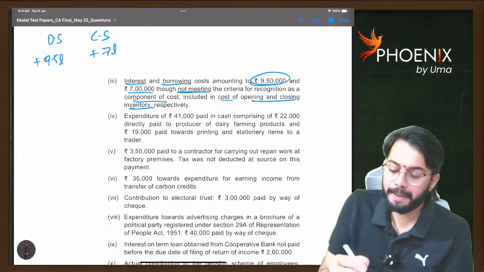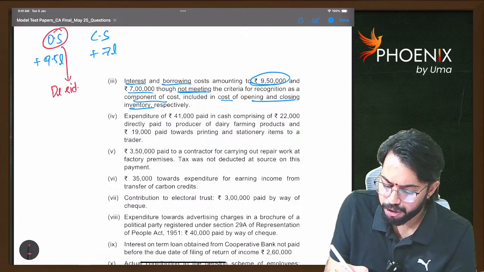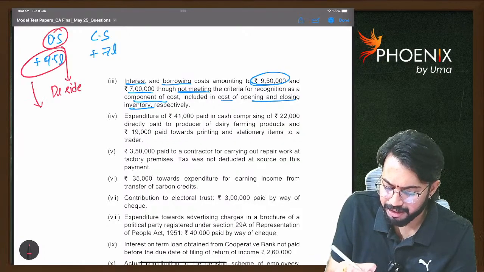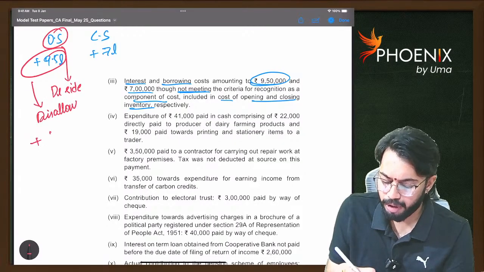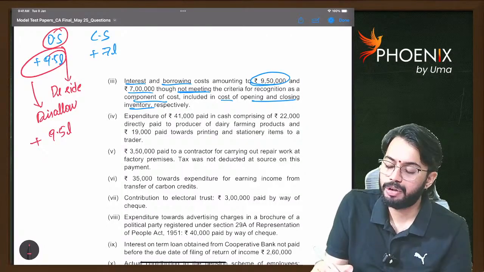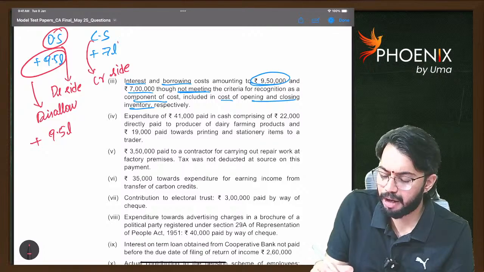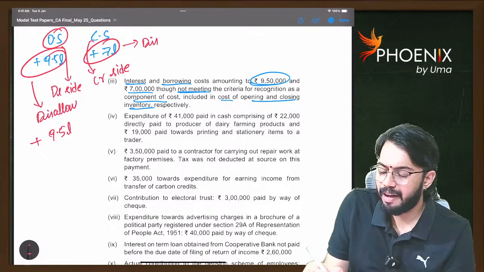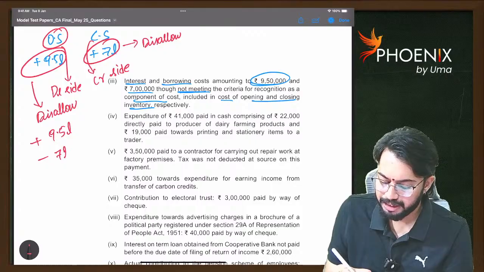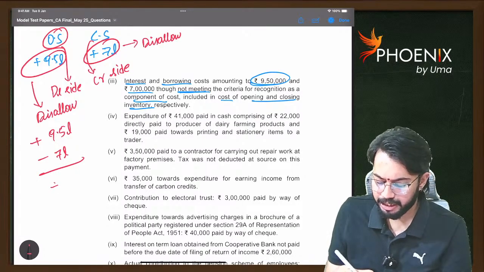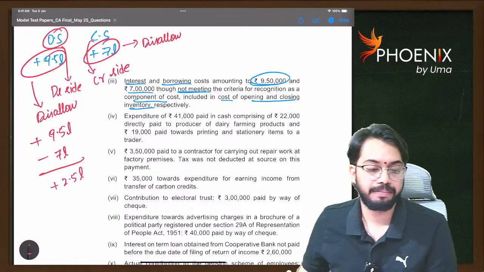Now, opening stock is on debit side, so you need to disallow this. When you disallow a debit side item, you need to add. And closing stock is credit side, you need to disallow 7 lakhs. Whenever a credit side item is disallowed, you need to reduce 7 lakhs. So the net effect is you need to add 2.5 lakhs. That is the net.